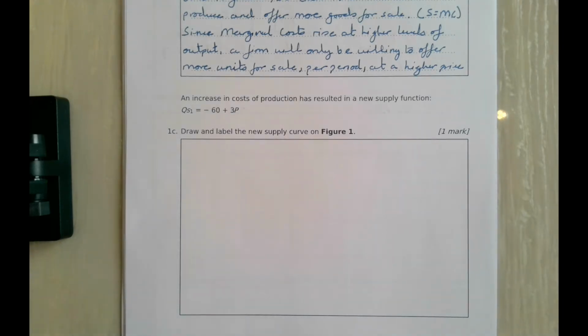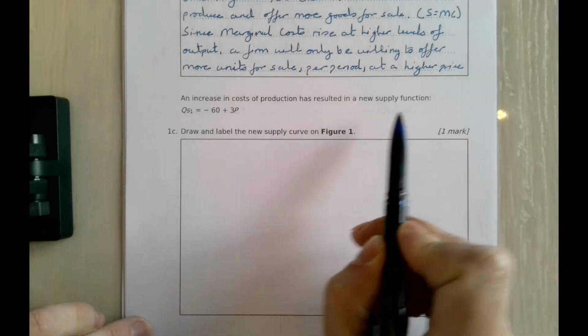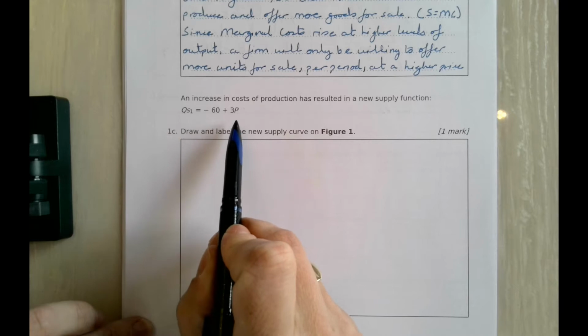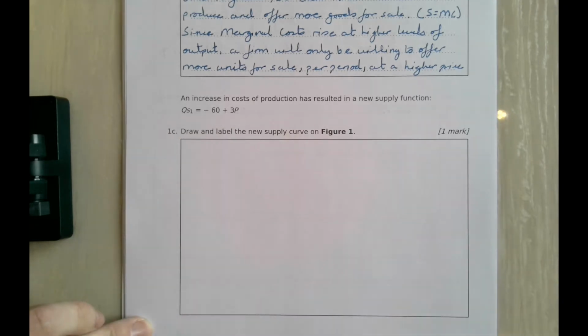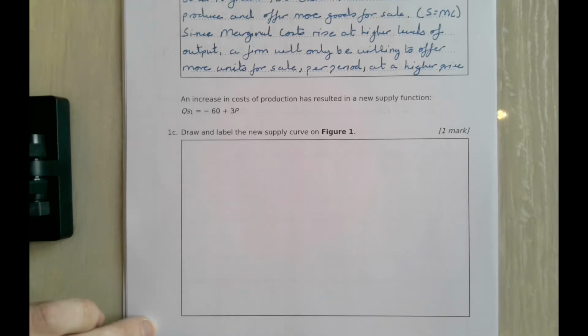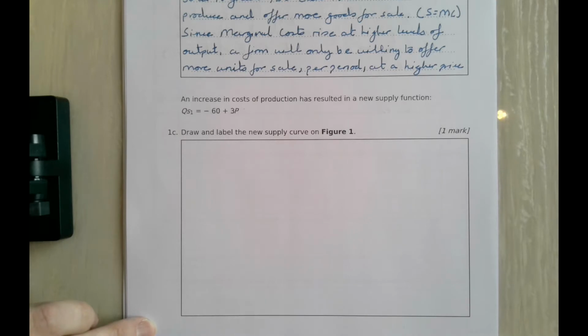So again, in previous videos, we've answered this question. It says, an increase in cost of production has resulted in a new supply function, Qs equals minus 60 plus 3p. Draw and label the new supply curve in figure 1, which is the previous figure. So in order to do that, we need 2 points, because these are all linear, and we can see that there's no squareds here, so it's going to be a straight line supply curve.